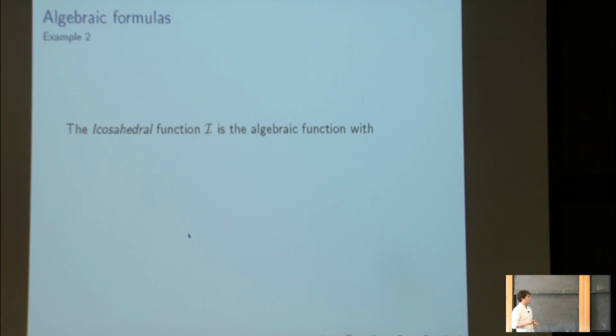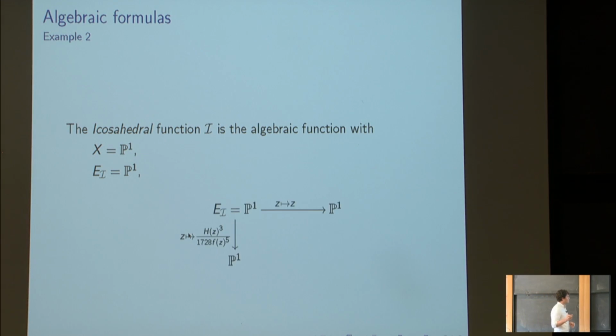So we're going to raise h to the third and f to the fifth to get a degree 60 formula. And then for good arithmetic reasons, we're going to put this denominator there. And this is the icosahedral function. So this is like radicals, but a little more complicated.